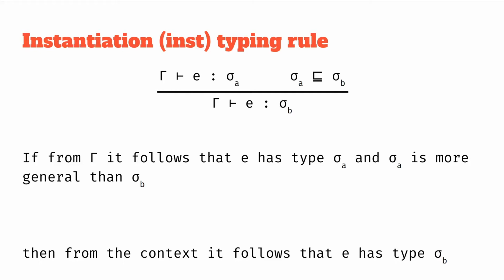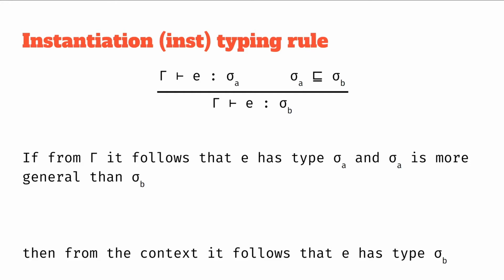For example, you can think back to the for all alpha, list alpha example, where our function is expecting this list of alphas. So our sigma a is for all alpha, list of alphas, and that is a more general type than list of int. So sigma a is more general than sigma b. And so where we've got this function from for all alpha, list of alphas, we can say it's also a function for list of ints, where we're making it more specific. We're saying that this type is more general, so we can use a more specific type.